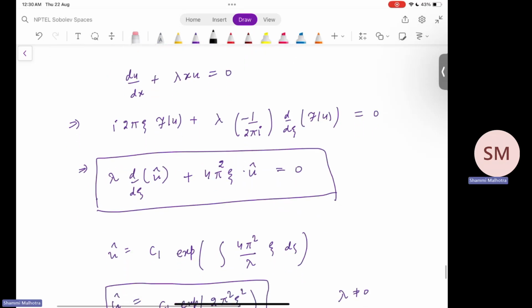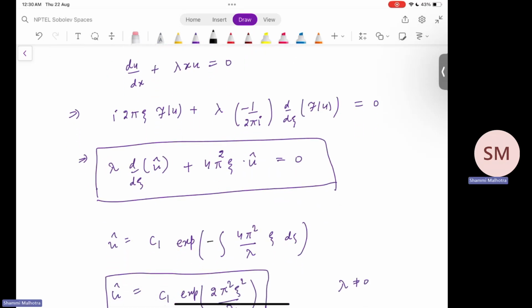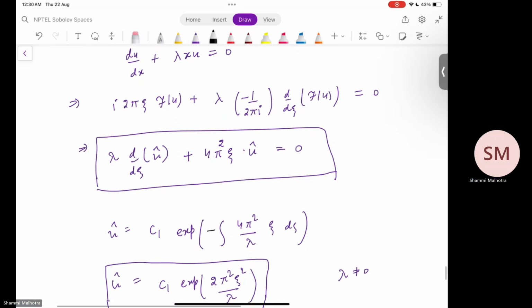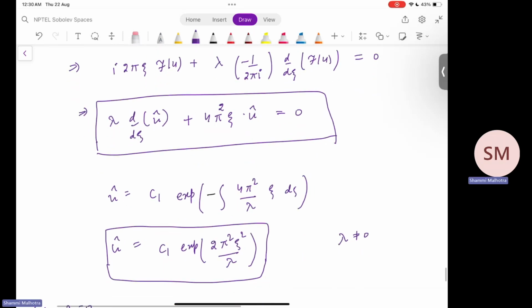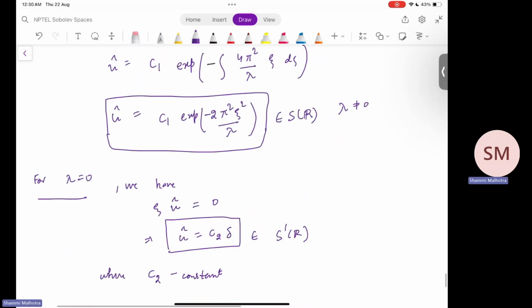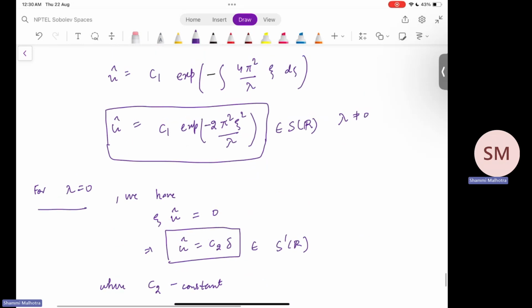After solving this directly, we get that this is actually nothing but some constant times some exponential of this thing, which is again having a Gaussian decay. So it again lies in the Schwartz space, and this requires lambda to be non-negative because lambda is in the denominator.